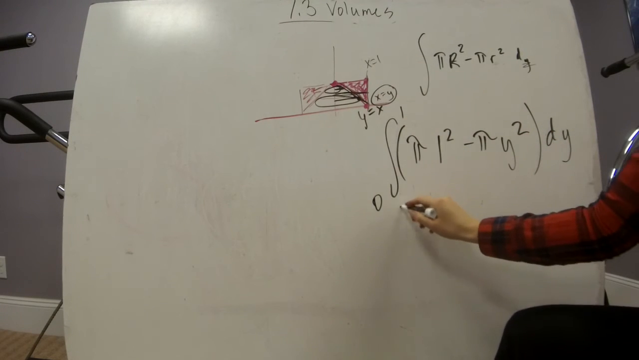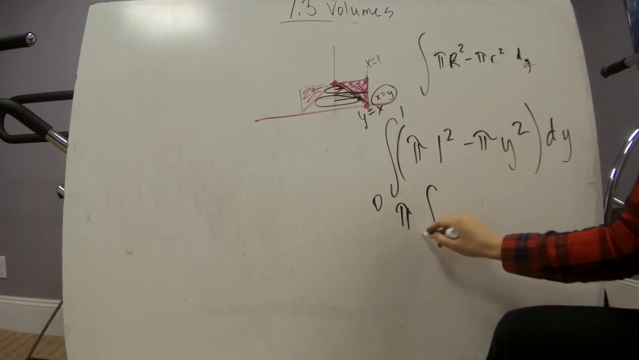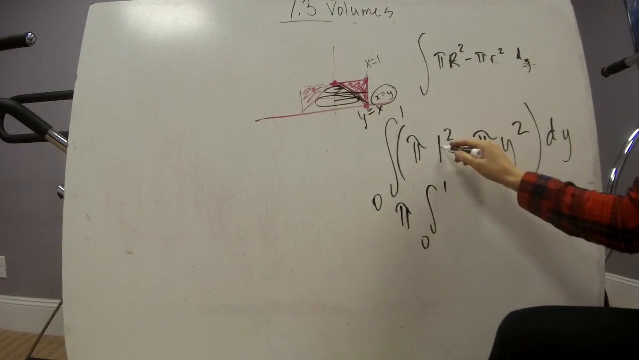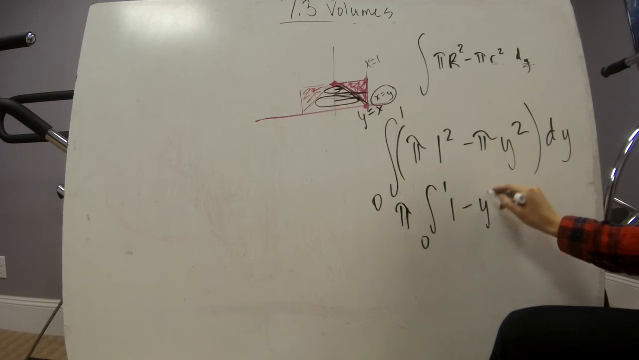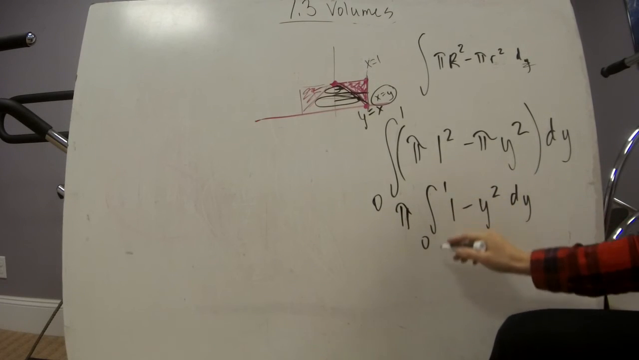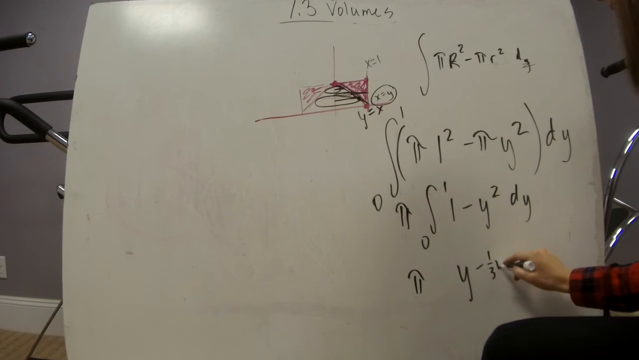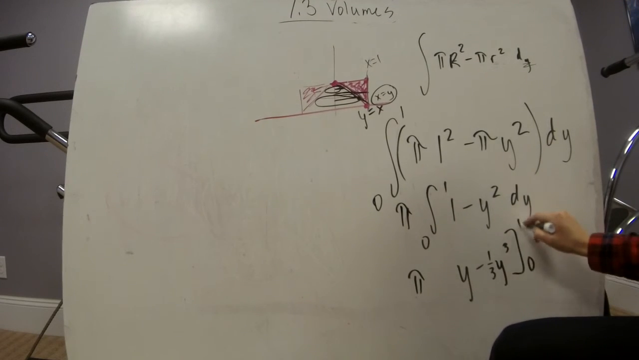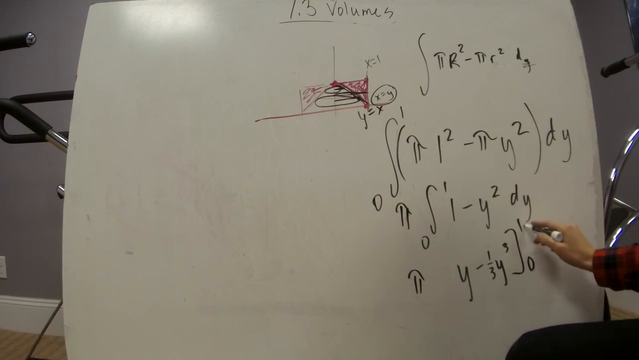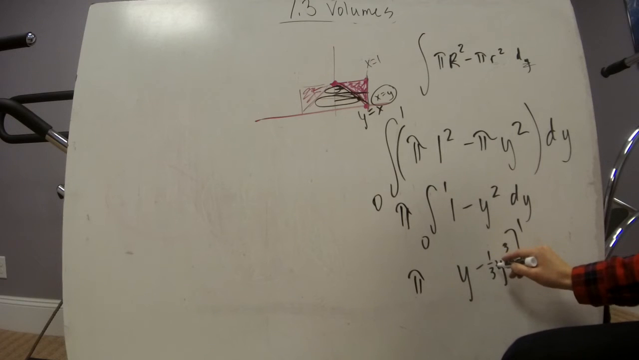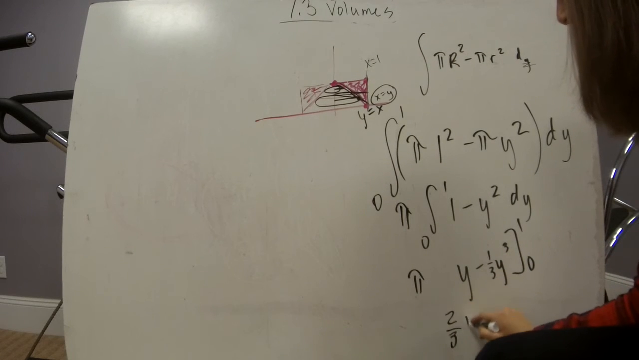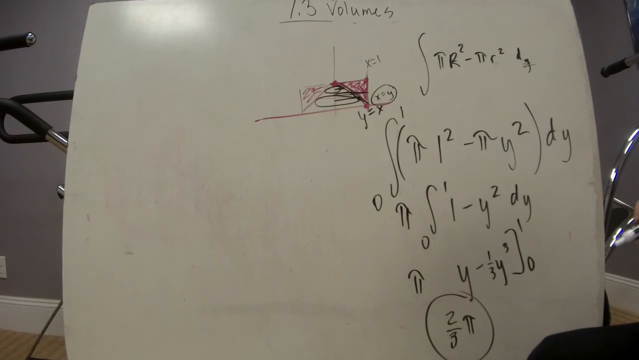This one we can totally do by hand. I'm going to pull the pi out, and it's because there's no foiling. This is nice. It's just 1 minus y squared if we pull the y out. And we can go backwards from that, right? Y minus 1/3 y cubed from 0 to 1, and 0 is going to just get 0. 1 is going to be 1 minus 1/3, which is 2/3, and then I've got a pi on it. That wasn't that scary. Whew.